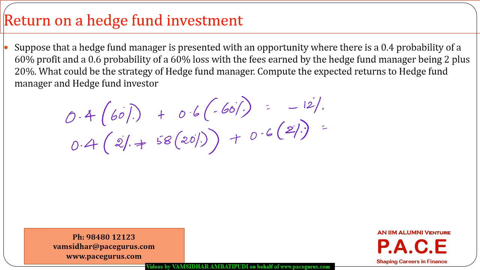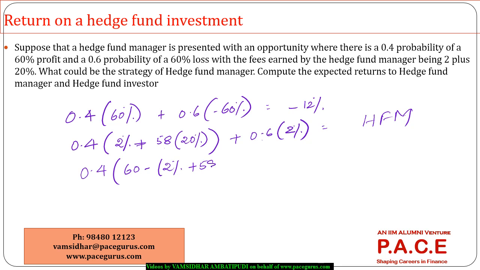So this is what has resulted in, so this being 11.6 plus 12, 11.6 plus 2, resulting in 13.6, right? 13.6 into 0.4 plus 0.6 into 2, whatever it is. So this is the kind of return that the hedge fund manager is generating. Whereas in the case of the hedge fund investor, okay, out of the 60, he has lost this much, right?